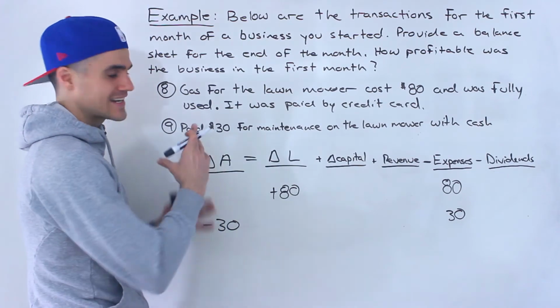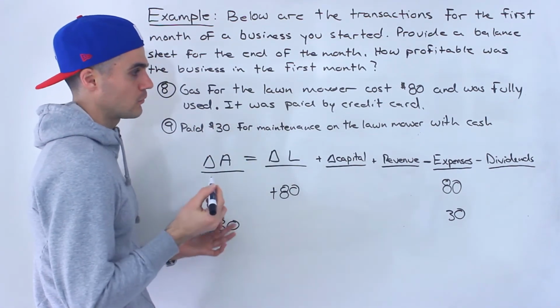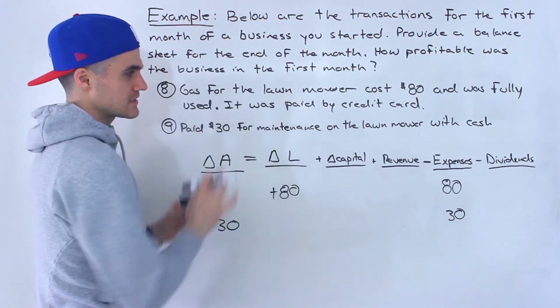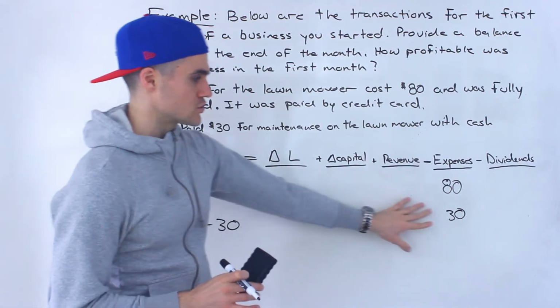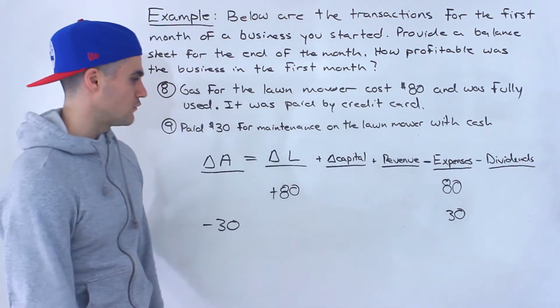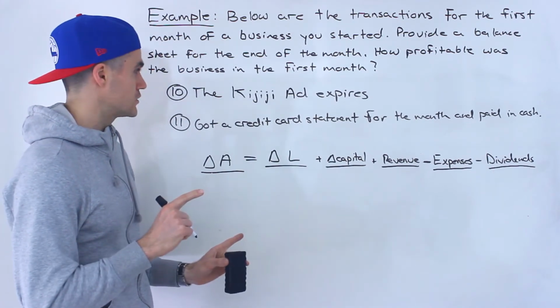But the fact that it didn't say any of that, it just said paid $30 for maintenance on the lawnmower with cash, just from that sentence alone, and then just that low amount as well, we can assume that that's just an expense for the period. And moving on to the 10th and the 11th transactions.